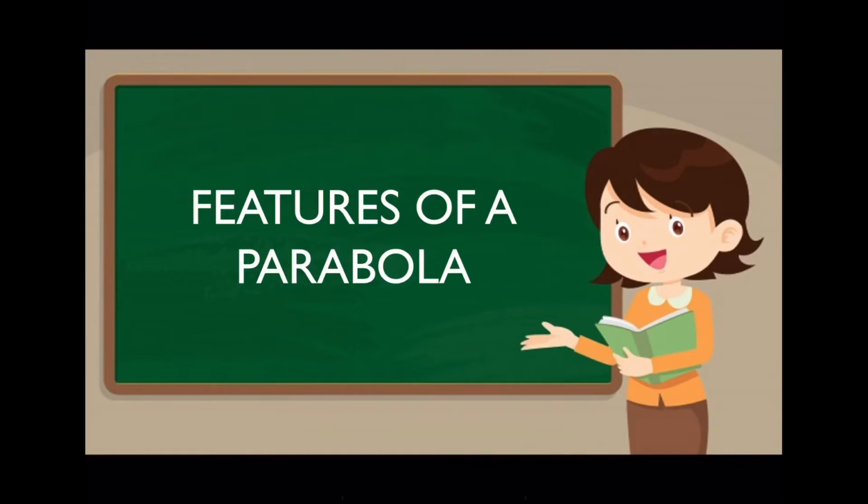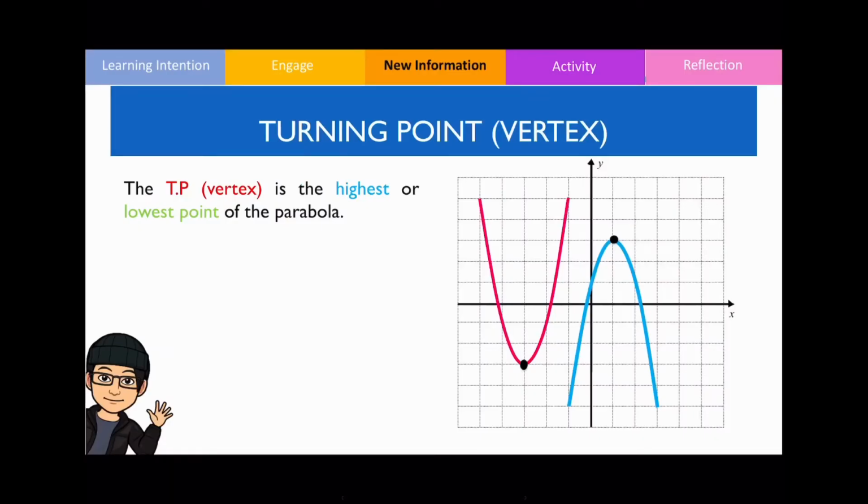The very first feature that we're going to be looking at is the turning point, which is also referred to as the vertex. The turning point or vertex can either be the highest or the lowest point of the parabola. On the right hand side, I've got 2 different parabolas displayed, one represented by the pink curve and one represented by the blue curve. Because you've got these 2 different shapes, you can classify your turning points into 2 types. You could have a maximum turning point, and this is only found when you've got an unhappy face parabola.